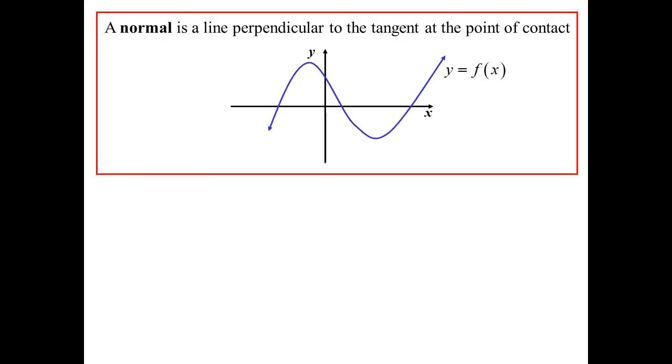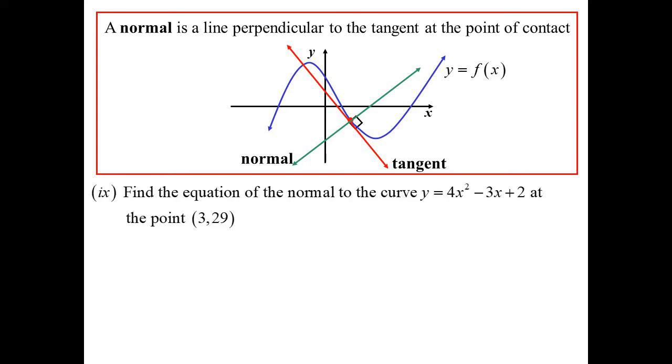A bit of a definition here. A normal is a line that is perpendicular to the tangent at the point of contact. There's the tangent, well, you'll know what that is. The normal is the line perpendicular to it at the point of contact. So if they do ask us to find the equation of the normal, the first thing we've got to do is find the equation of the tangent.